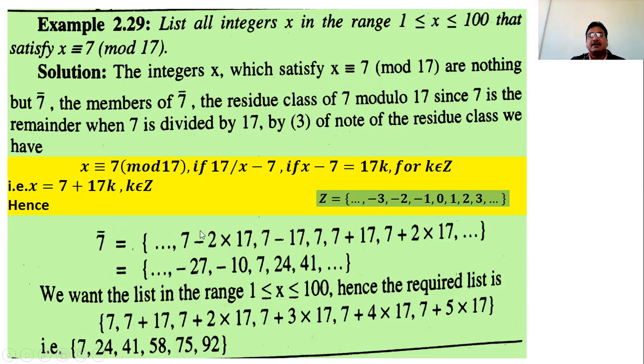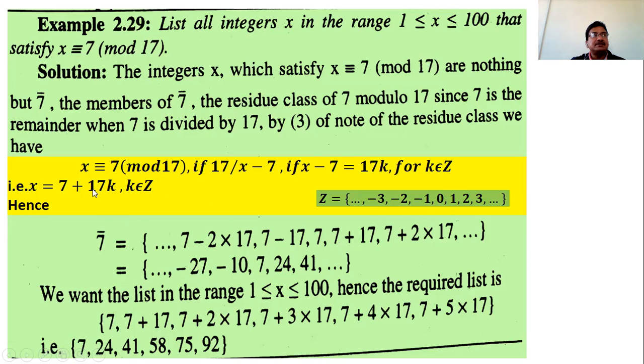Substitute k as minus 3. So what do we have? 7 plus 17 into minus 3. Then substitute k as minus 2: 7 plus 17 into minus 2. Then substitute k as minus 1: 7 minus 17. Then substitute k as 0: 7 plus 17 into 0, and 17 into 0 means 0, that is 7.